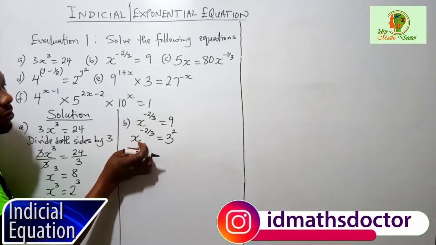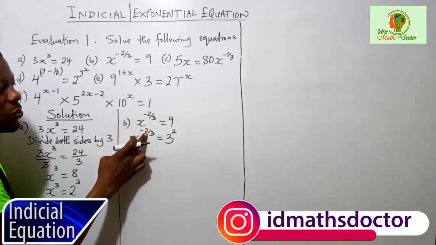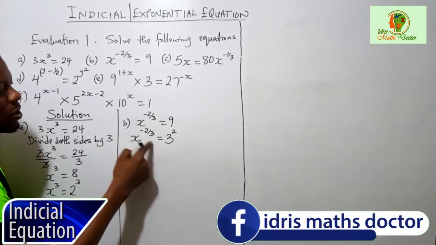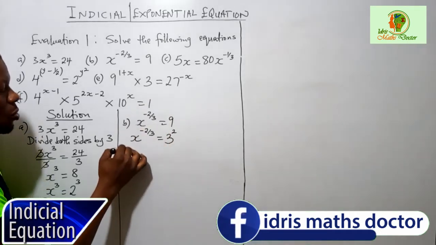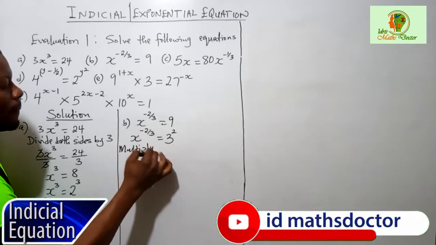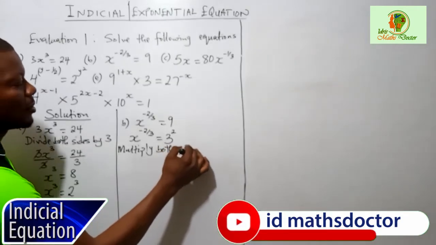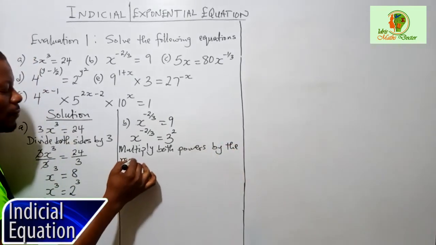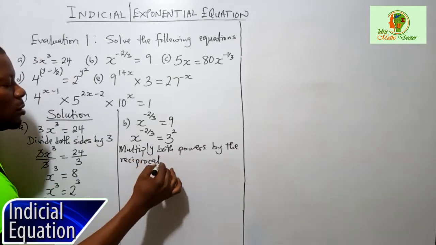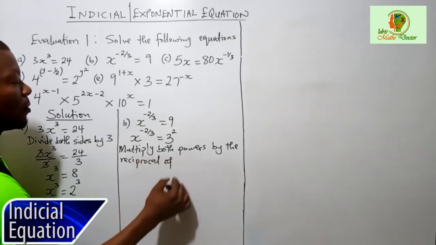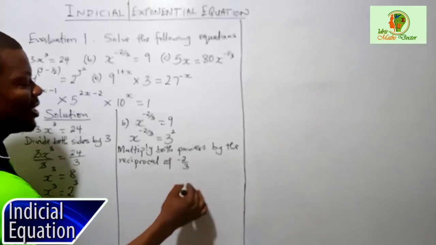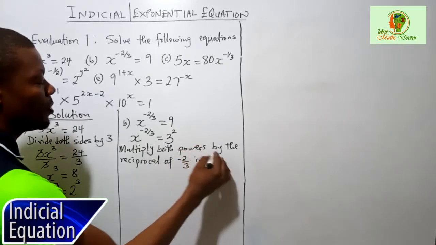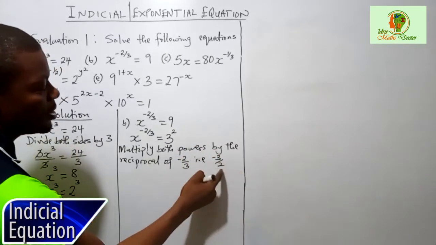We want x to stand alone, so it's the reciprocal of this that we are going to use, not this. Is that taken? So the reciprocal of minus 2 over 3 is what? Minus 3 over 2. So multiply both powers by the reciprocal. That is what we are going to do. By the reciprocal of minus 2 over 3. That is, we are going to multiply both sides by what? Minus 3 over 2. This is the reciprocal of this.